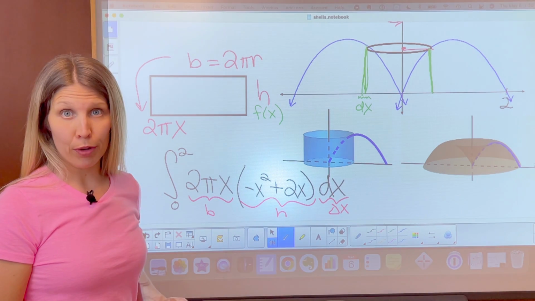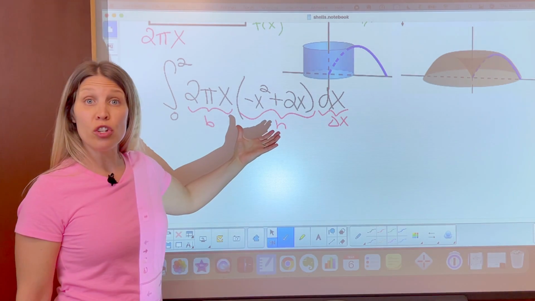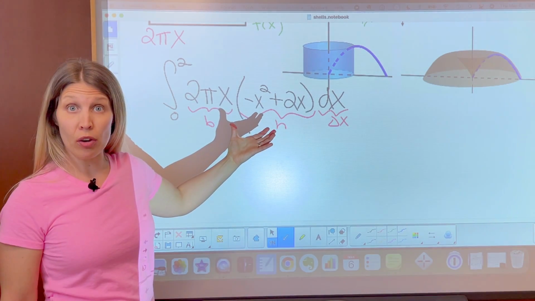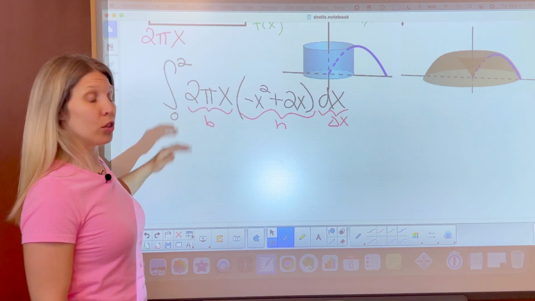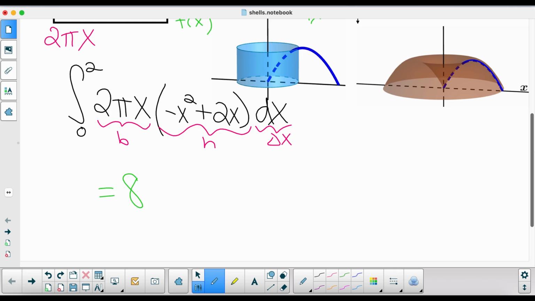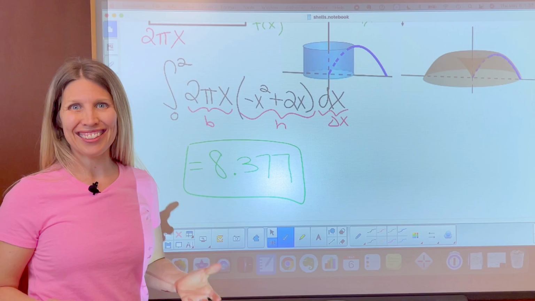which gives us our 3 dimensions for our volume. From here, you're just going to go into your y equals in your calculator, stick in this equation, evaluate from 0 to 2, and you should get 8.377 for your answer. And that's how you do the volume of a shell.